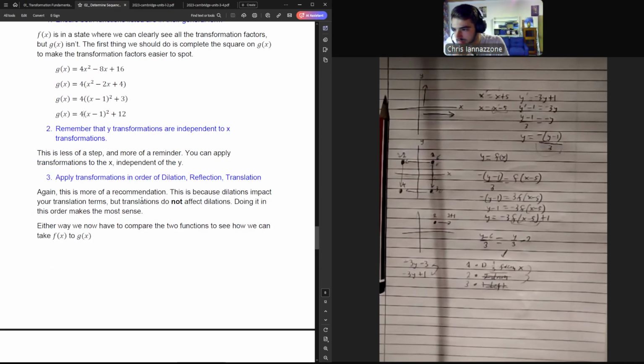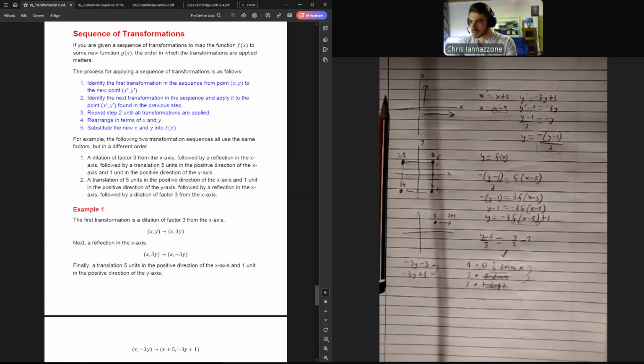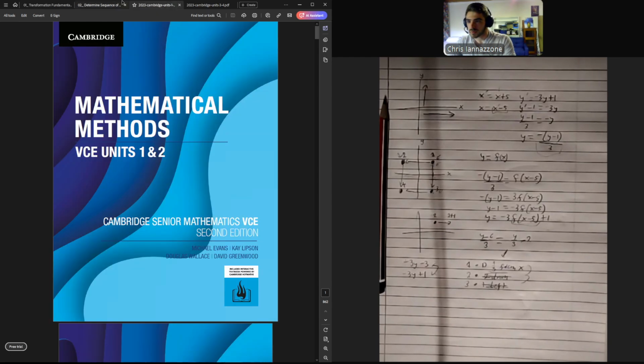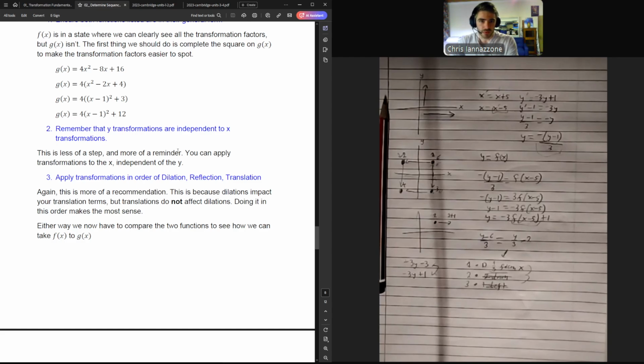Okay, so DRT. The reason why I recommend doing DRT under these circumstances is because dilations impact the translations. If you saw from earlier, when we had the translation first and then dilation, the dilation turned that +1 into a 3 instead. If you do the dilations first, you don't have to worry about what the translation needs to be after that. There's no multiplication factor to keep track of.